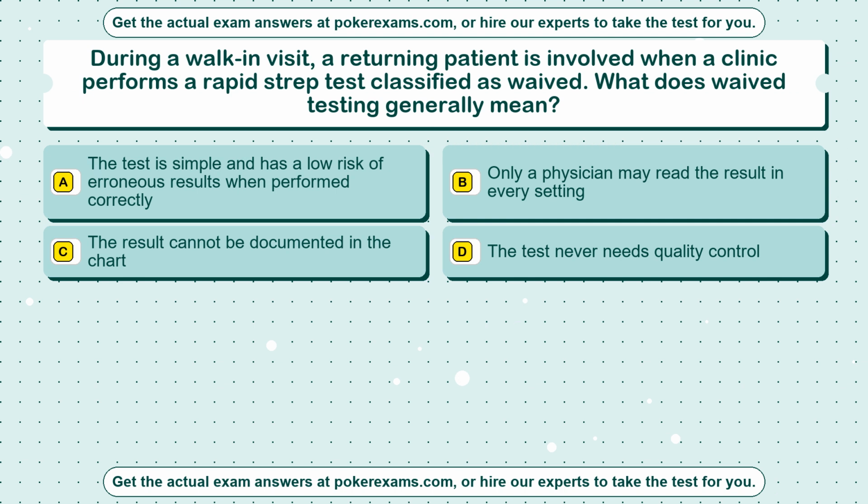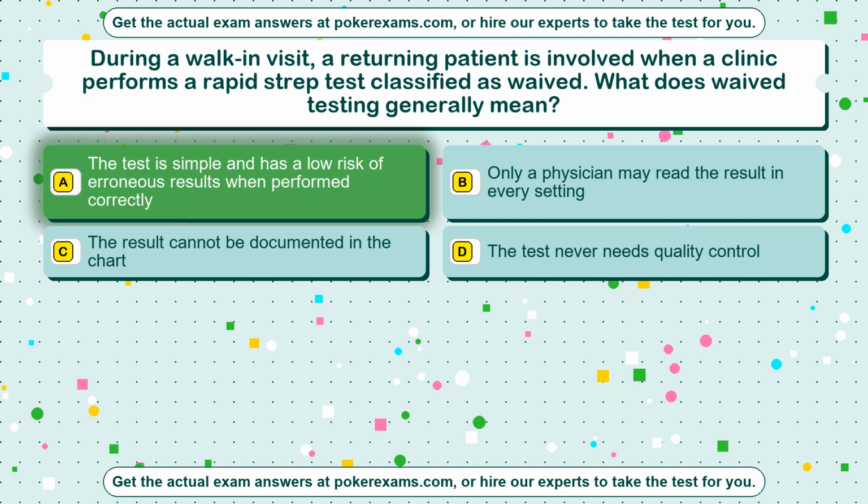Question 85. During a walk-in visit, a returning patient is involved when a clinic performs a rapid strep test classified as waived. What does waived testing generally mean? Option A. The test is simple and has a low risk of erroneous results when performed correctly. Option B. Only a physician may read the result in every setting. Option C. The result cannot be documented in the chart. Option D. The test never needs quality control.